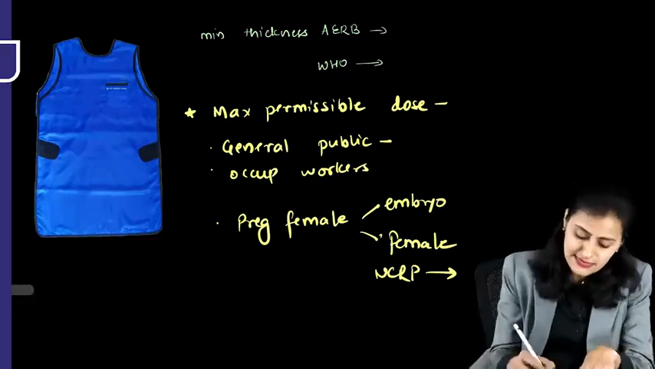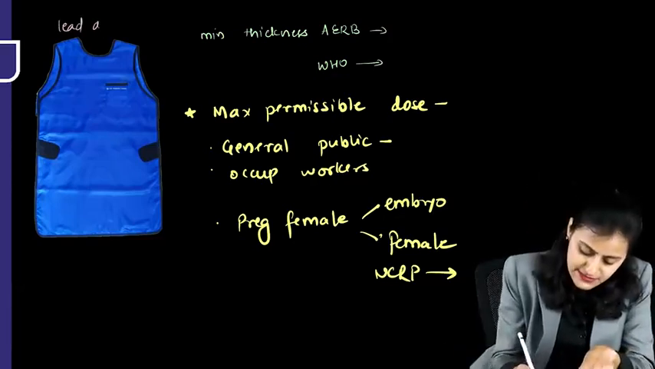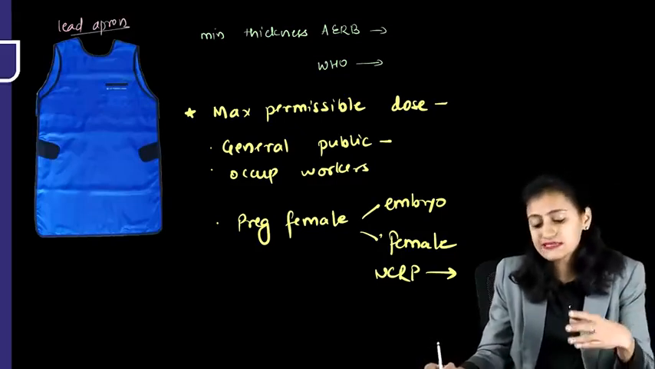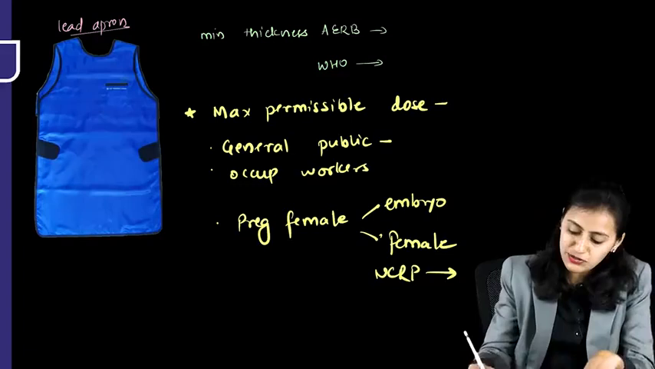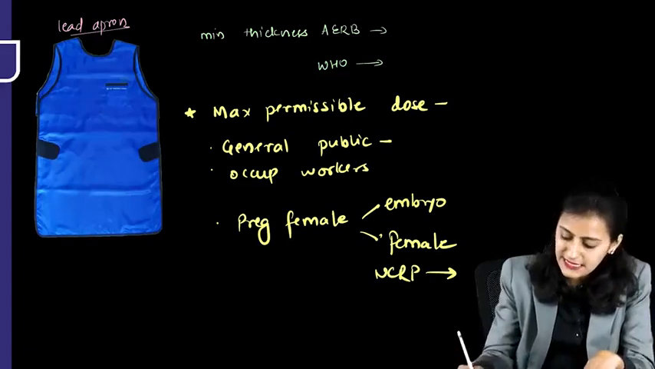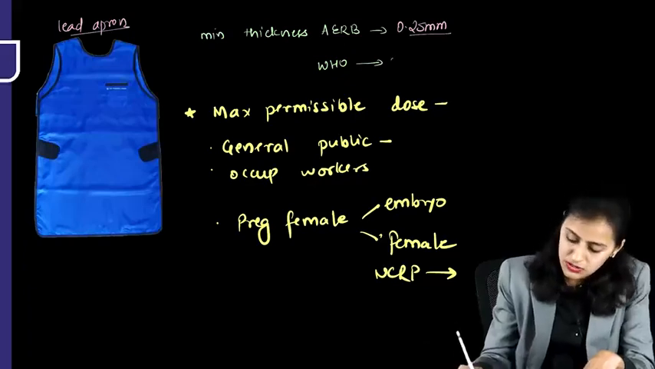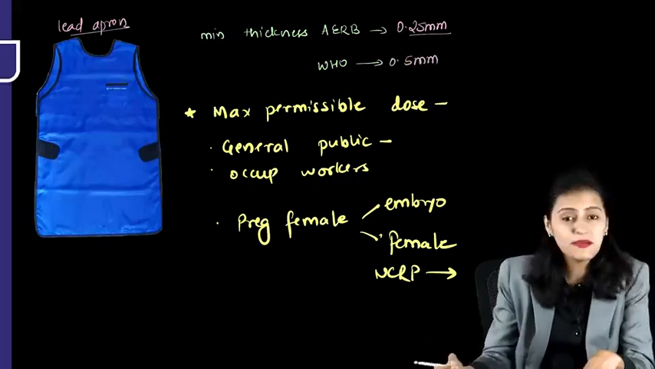Next one, what is this? This is a lead apron. And the lead apron, what is the minimum thickness recommendation according to AERB? That is the Indian guidelines. It is 0.25 millimeters minimum. Most common used is 0.5 mm.